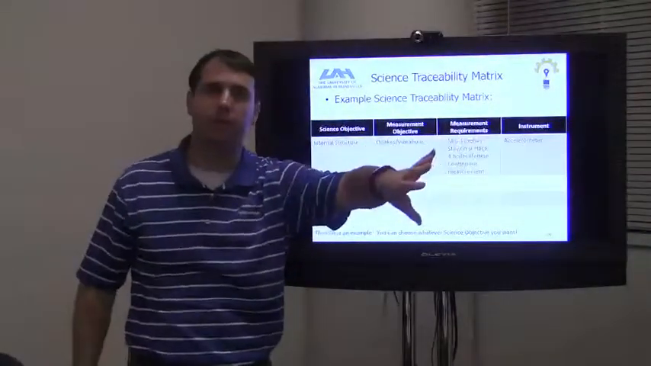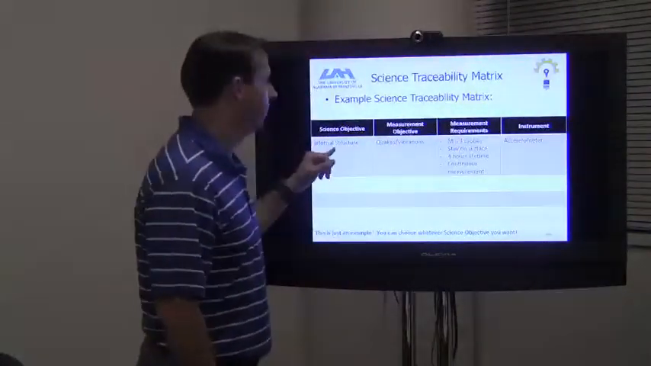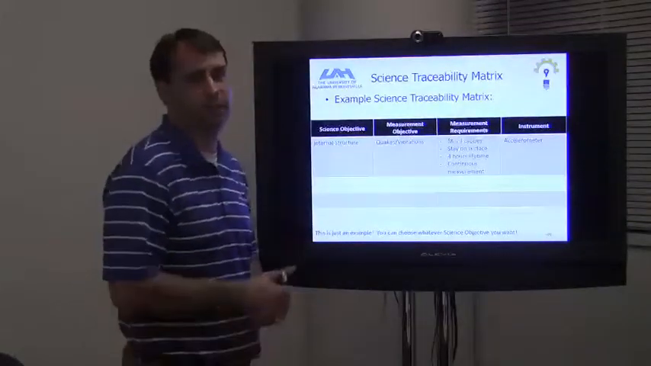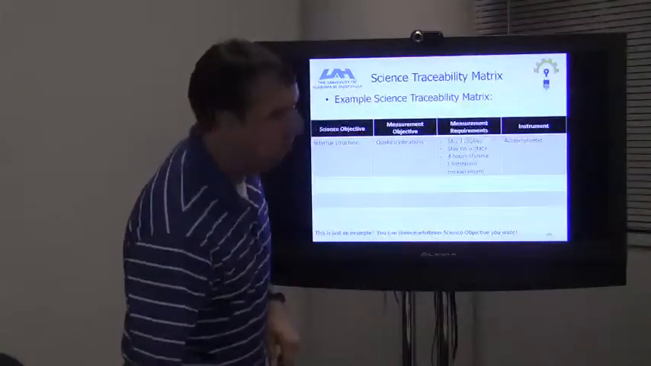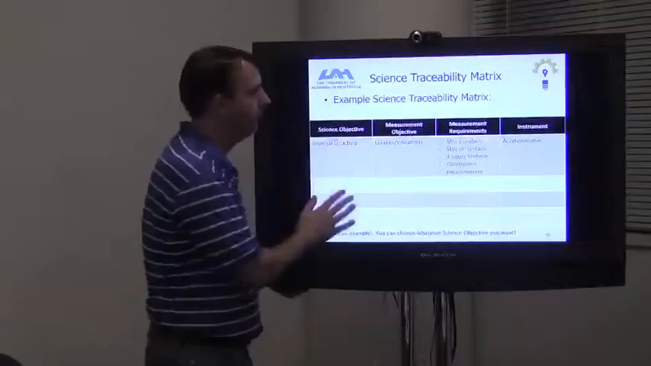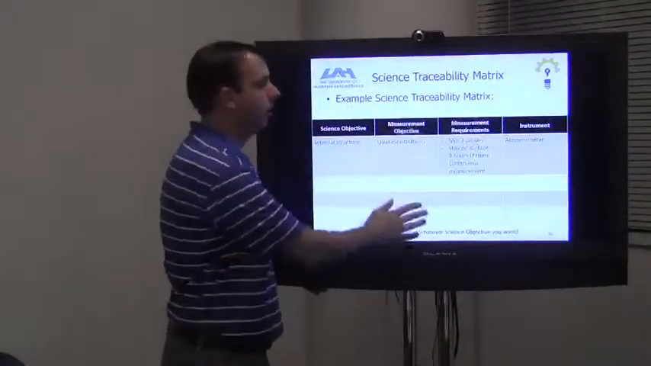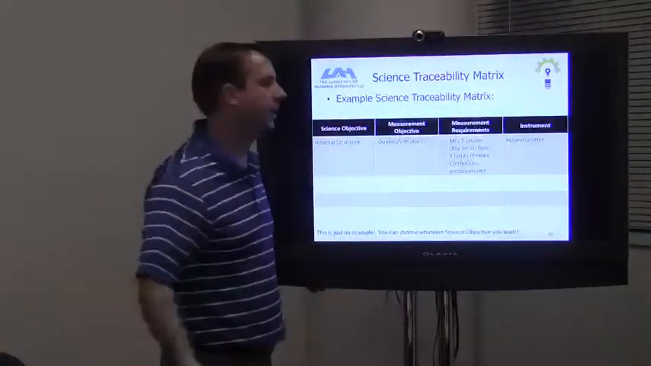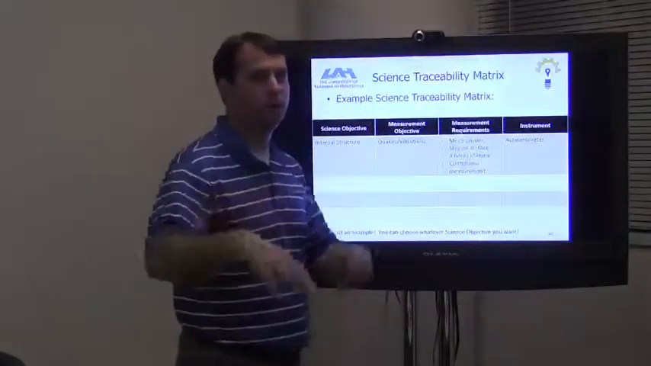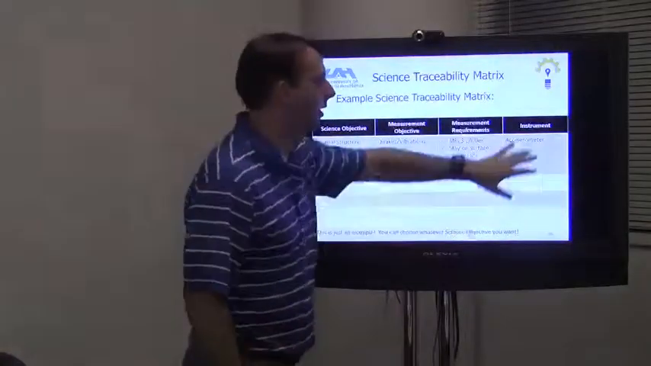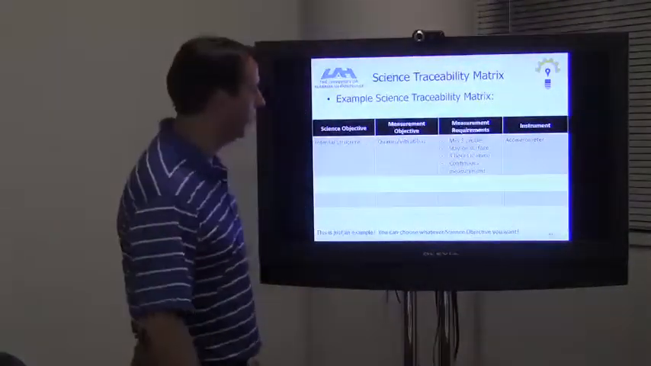Here's the Science Traceability Matrix, and I chose internal structure because it's a good example. Basically, you start with your objective. Here's your science objective first, and then what are you actually measuring is the second one. The measurement requirements, what are the requirements on that measurement, and then what instrument are you going to use, okay?